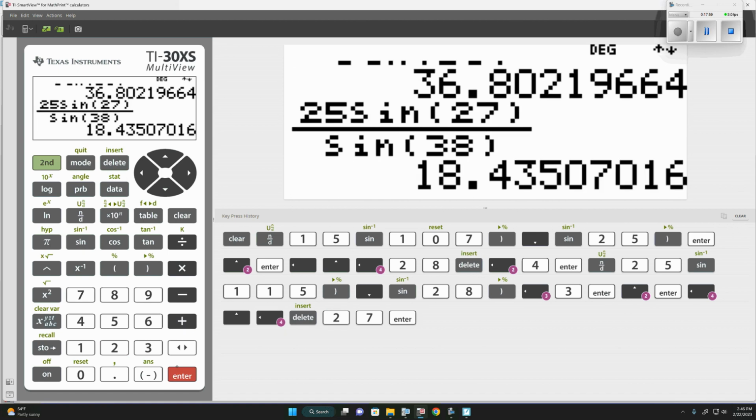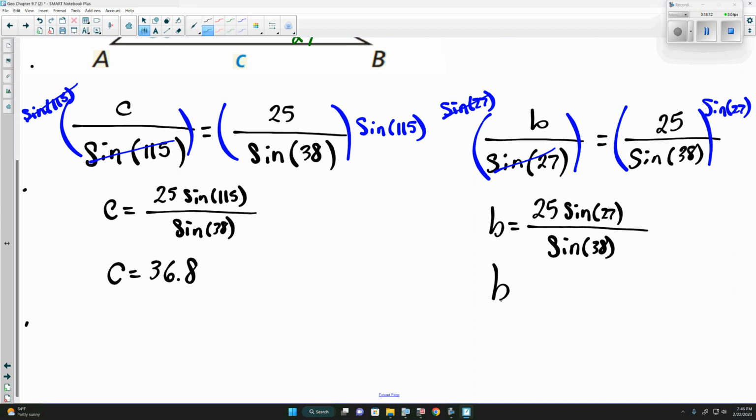In the calculator, we can retype the whole thing back out. Do fraction 25 sine of 27 over sine of 38. So 18.4. If you want to do 4, that's fine. If you choose to round one to 2 decimal places, round them all to 2 decimal places. Just kind of keep it consistent.